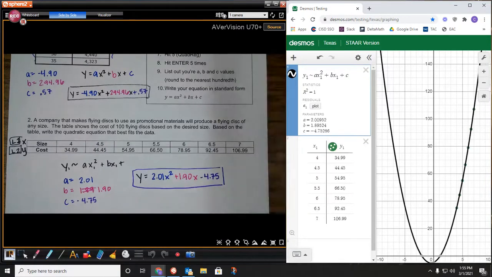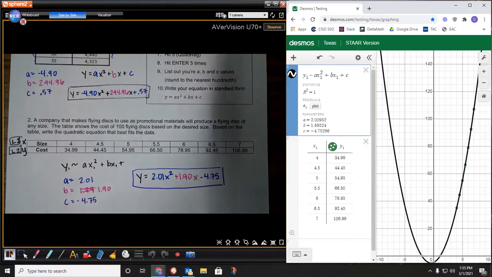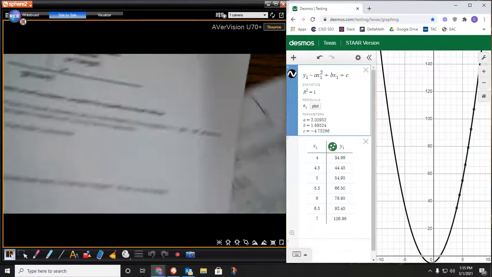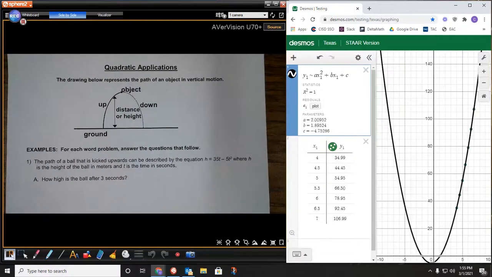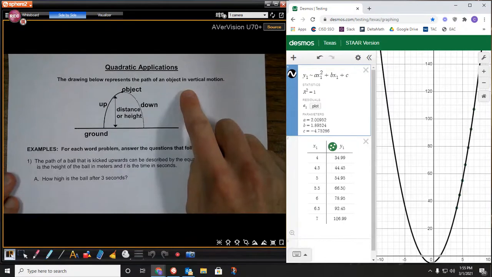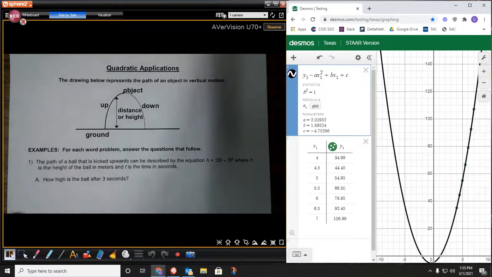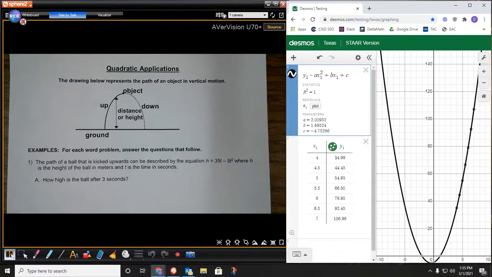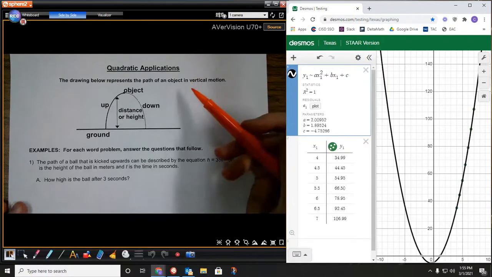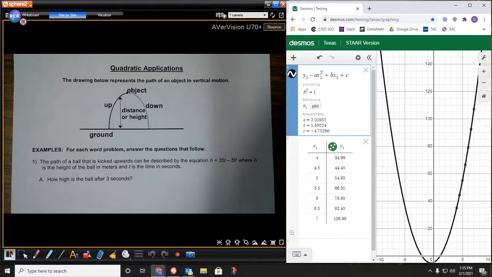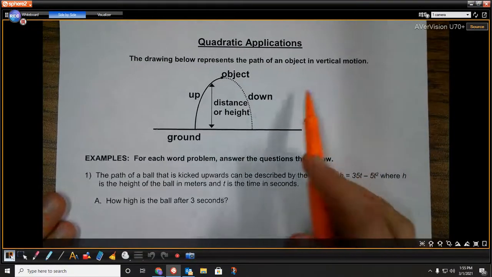All right, now we are going to move on to quadratic applications. Okay, so let's take a look. This is great because quadratic applications are something that is very much used in real life. A lot of times they do things with the path of objects. This drawing is a great representation of objects in vertical motion that are affected by gravity.